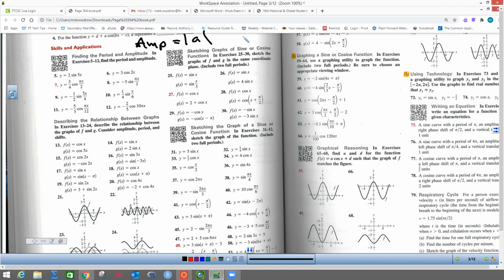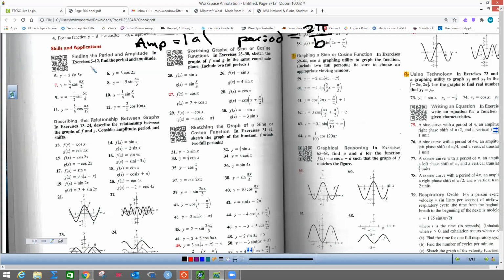the A, and the period is 2 pi divided by B. Now, if you notice, this 2 pi, that's the normal period for sine and cosine. So we're taking the normal period and dividing by B, and B is the number in front of the x. Now, again, x could be a t, could be a theta, could be anything.